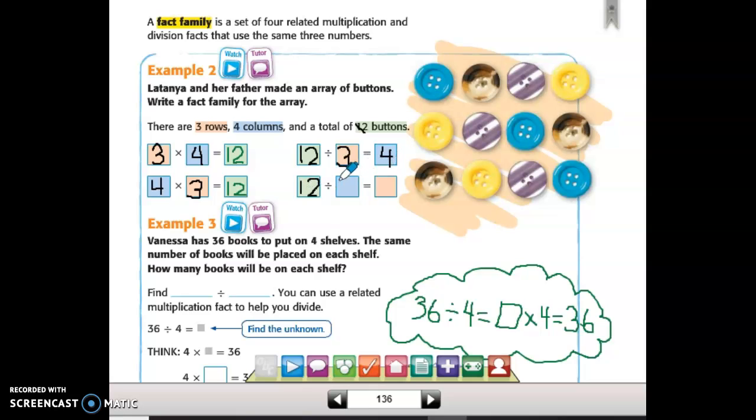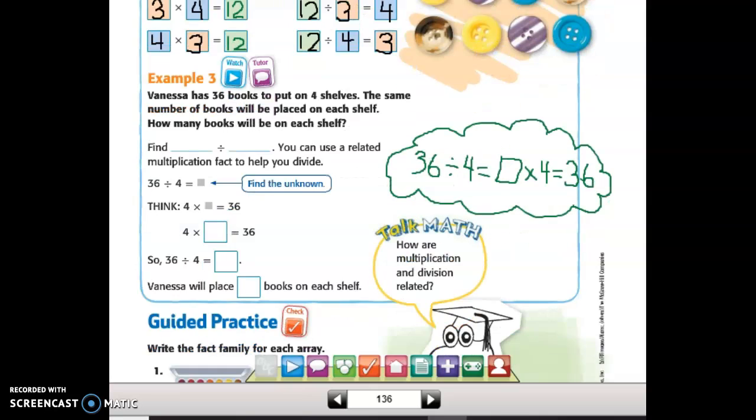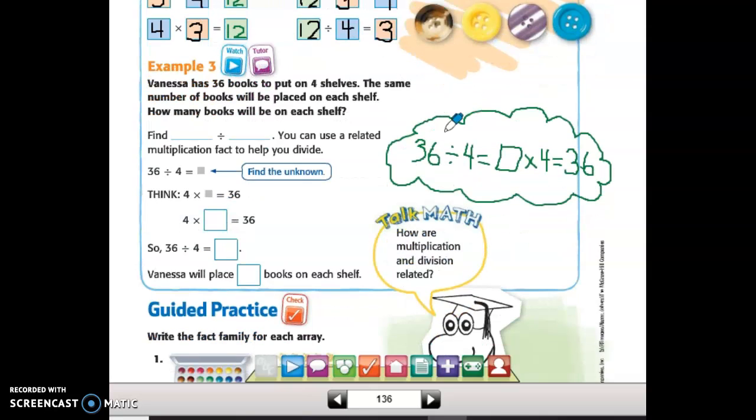And 12 divided by 4 will get me 3. So that is the fact family, what I've just done there. And that will work for any of the multiplication equations. There will always be a division that matches, and there will always be a multiplication that matches the division. Okay, and that is nice because when you get scared of division, there's another way to do it, and I'll show you that.